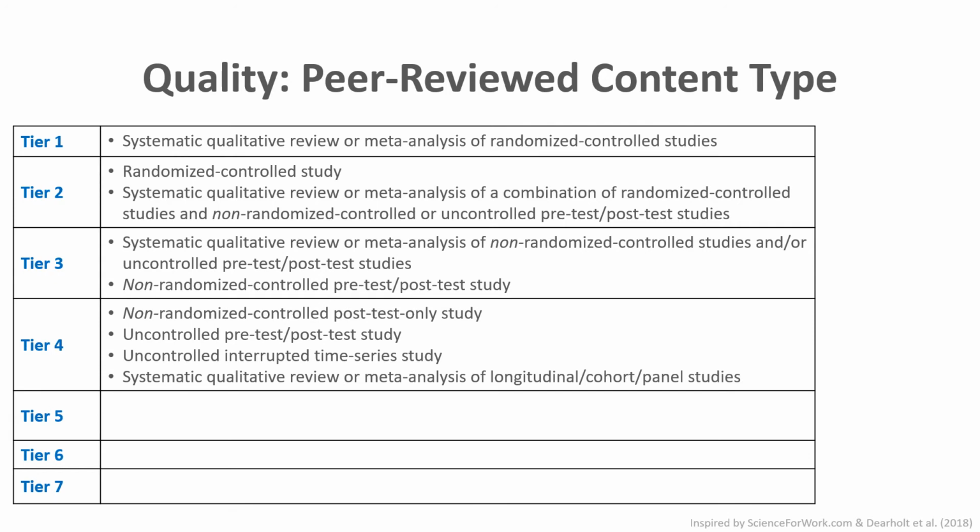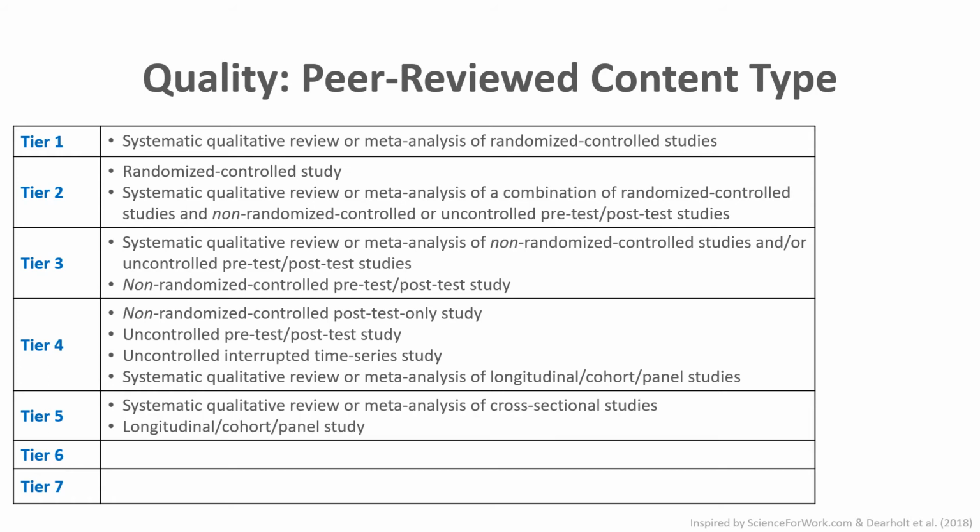Now, Tier 4 includes peer-reviewed content such as non-randomized controlled post-test only studies, uncontrolled pre-test, post-test studies, uncontrolled interrupted time series studies, and systematic qualitative reviews or meta-analyses of longitudinal cohort or panel studies. So this means that we've looked at our phenomenon of interest over time, and we have enough studies on it that we can have a systematic qualitative review or meta-analysis to understand the existing research on that topic.